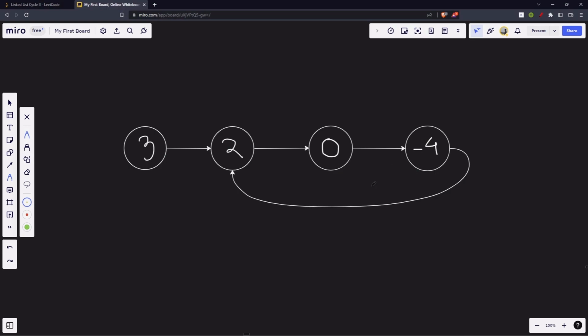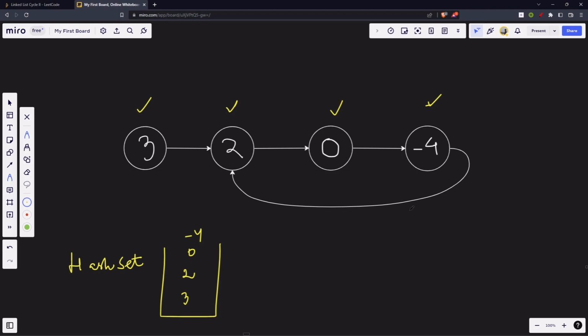So if we think about the naive approach, what are we going to do? We are going to use a hash set. How are we going to use it? We are going to iterate over the list, and one by one put all these nodes into our hash set. So we are here, let's put 3, then we come to 2, let's put 2, then we come to 0, let's put 0, then we come to -4, let's put -4.